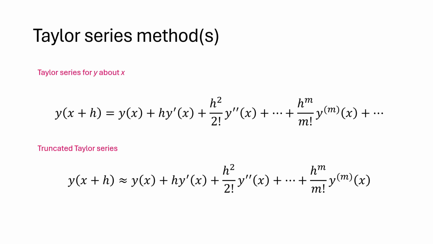In Taylor series methods, the solution of ODEs is based on the truncated Taylor series for y about x. The last term kept in the series determines the order of integration. In this case, the method that will result from this truncated series is called the Taylor series method of order m.